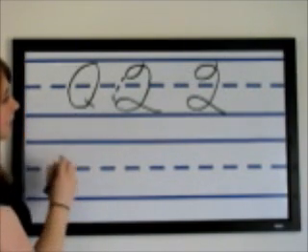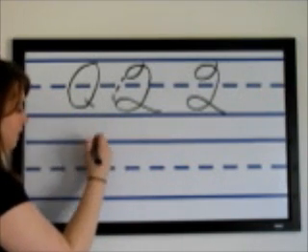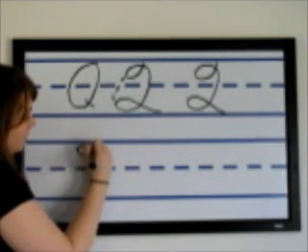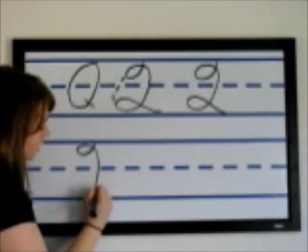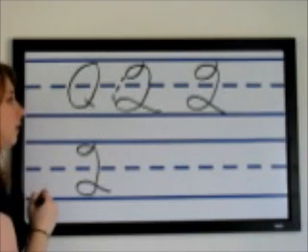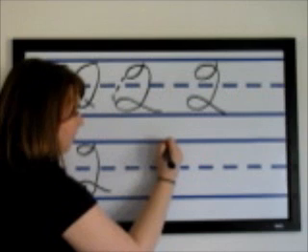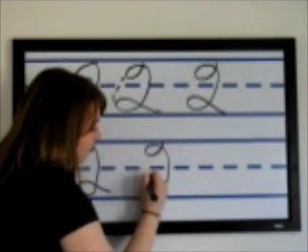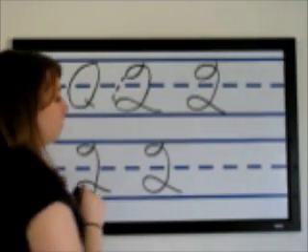Let's break it down step by step down here. What you're going to do is start at the top line. You're going to make a loop around, meeting the start, and you're going to curve down to the bottom, make a smaller loop, and follow through. Okay, let's do that again. Starting at the top, make a loop around, bring that down to the bottom, around and through. Okay, one more time.